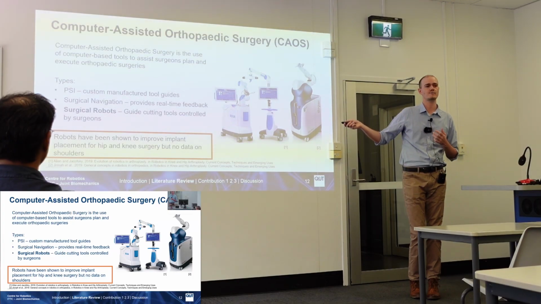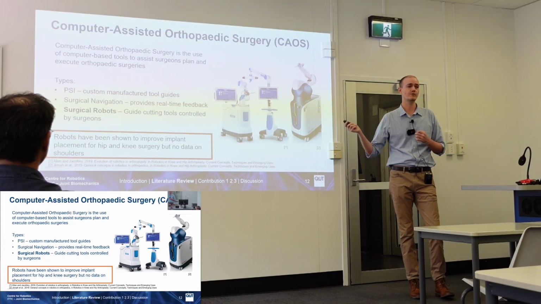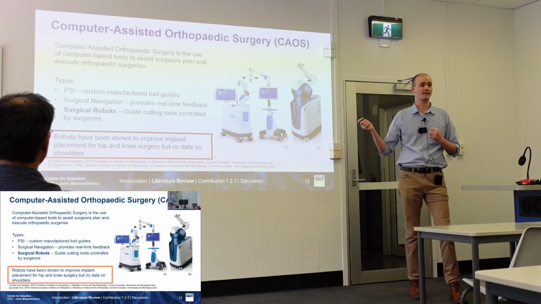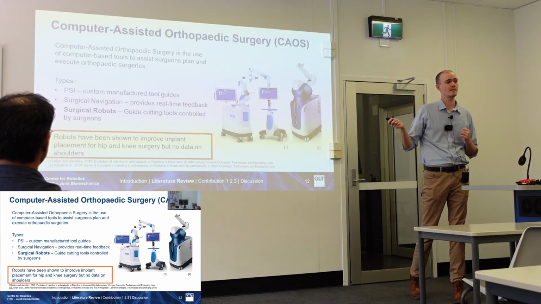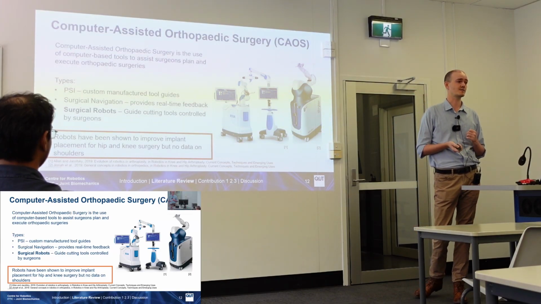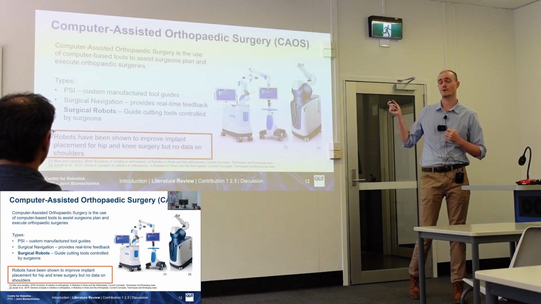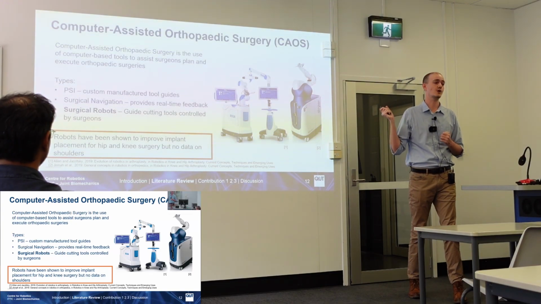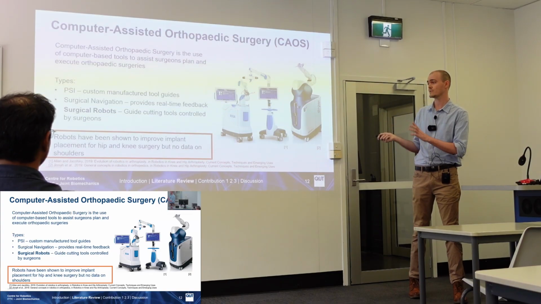And the use of these robots has been shown to improve implant positioning accuracy in hip and knee procedures, but we don't have any data available for shoulders at the moment. The first robot approved for use in shoulder arthroplasty was only announced earlier this year, so it's still brand new.